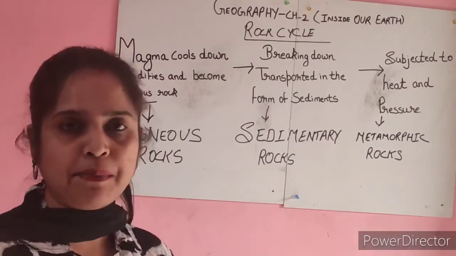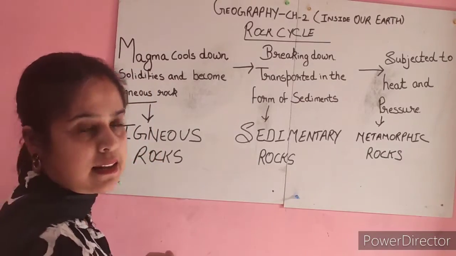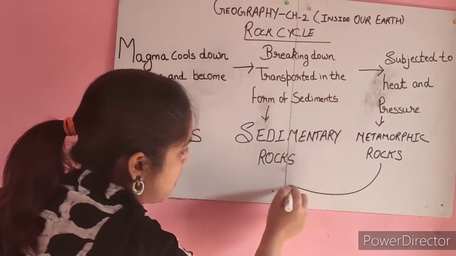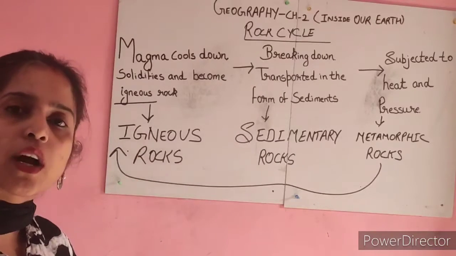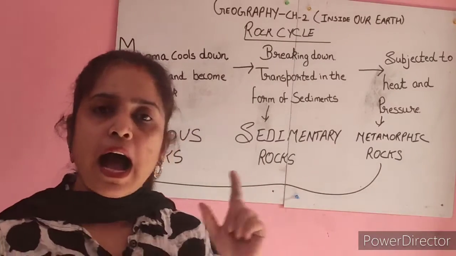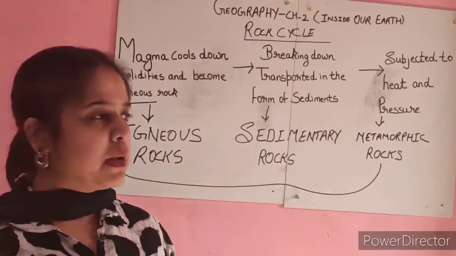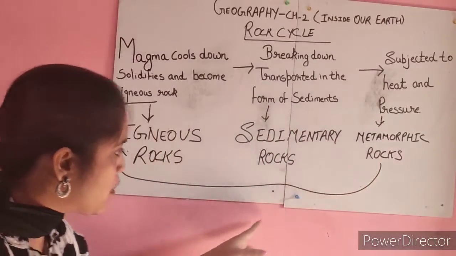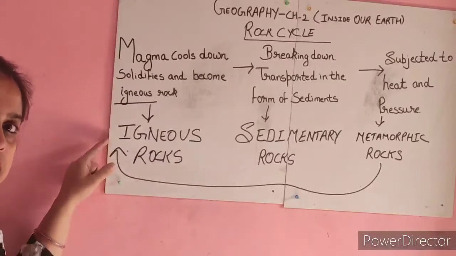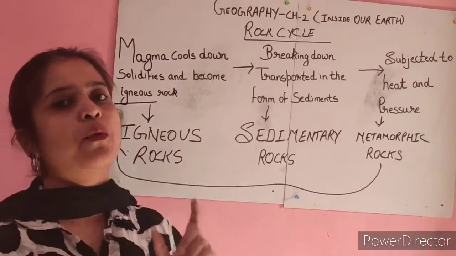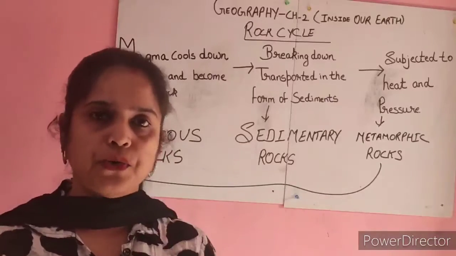But this is an incomplete cycle. Until and unless we go back from metamorphic to igneous, our cycle will not be complete. Our cycle will only get complete when from metamorphic rocks a new process starts again. That is what I am going to tell you today.